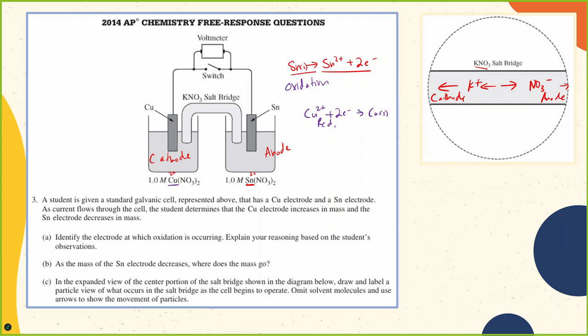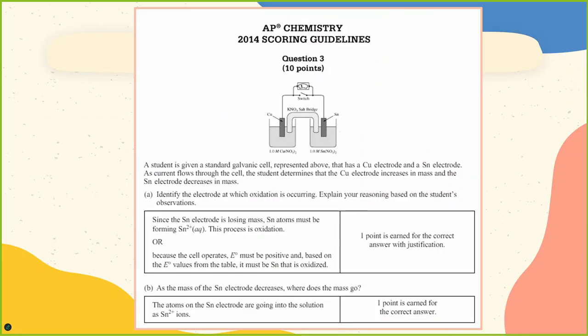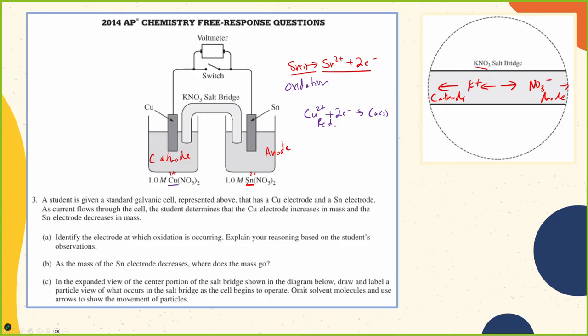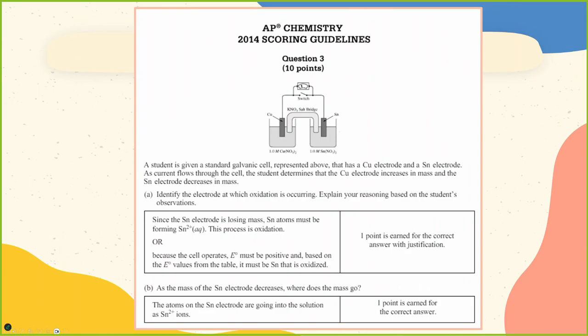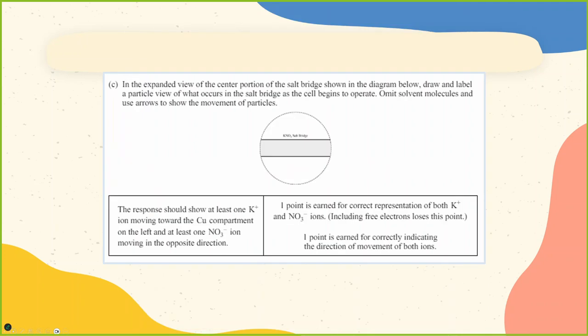Showing that. So here is the scoring guideline. Since tin is losing mass, tin atoms must be forming 2 plus ions. That process is oxidation. An E cell must be positive based on the E values from the table. I don't see the table here, so whatever. The mass of the tin electrode decreases. Where does it go? It's going into the solution, because once again that's attached to the nucleus. You don't have to go into that total detail.